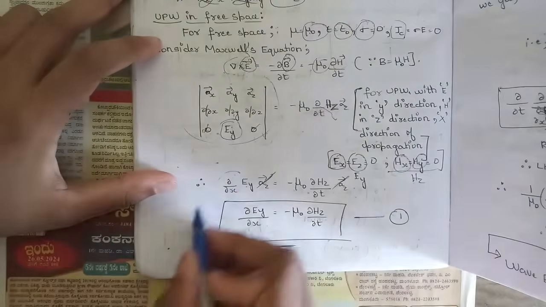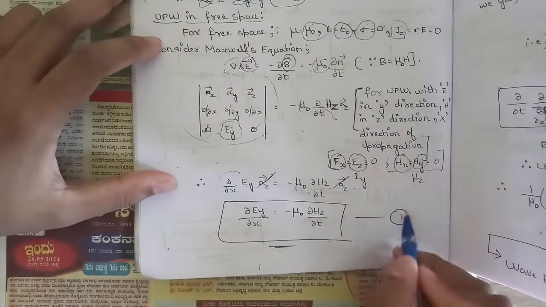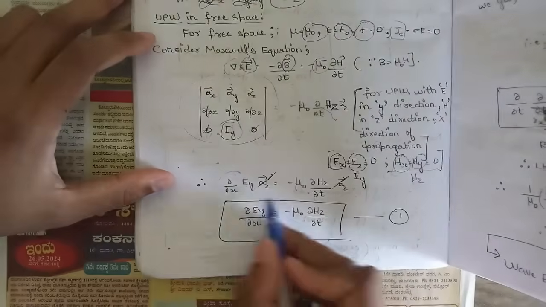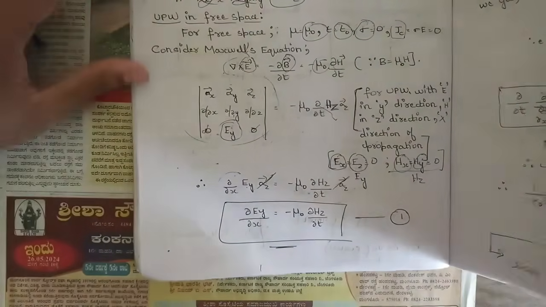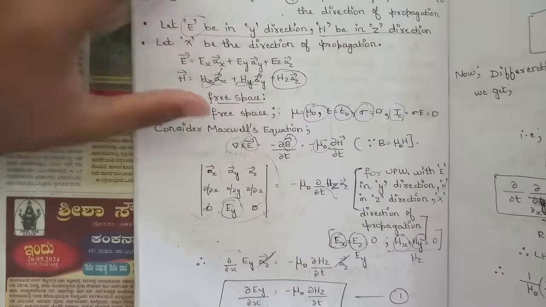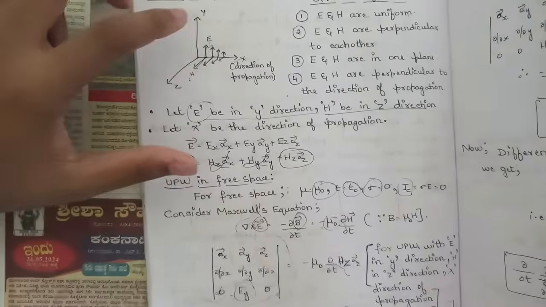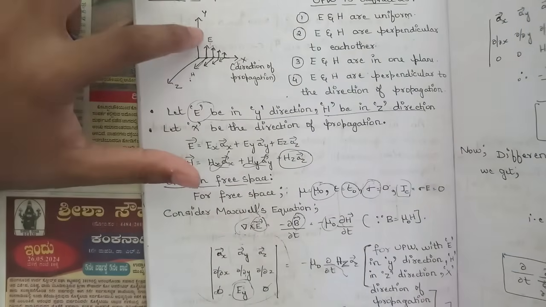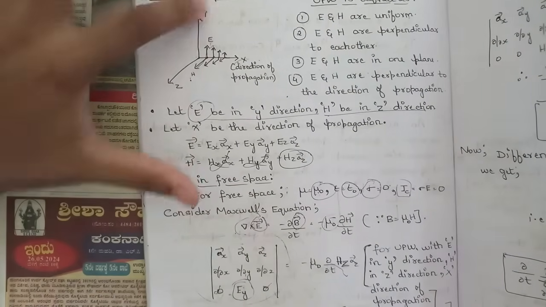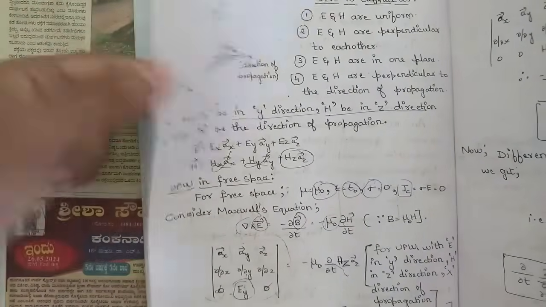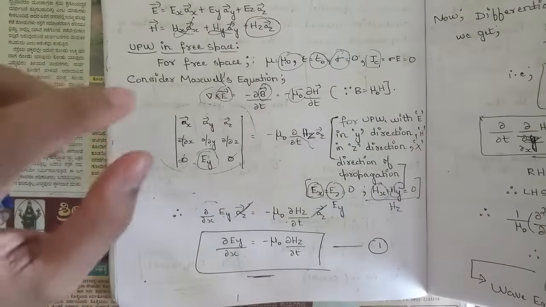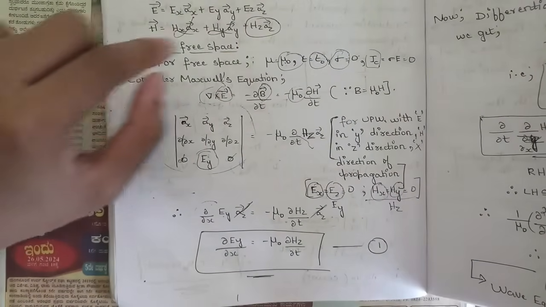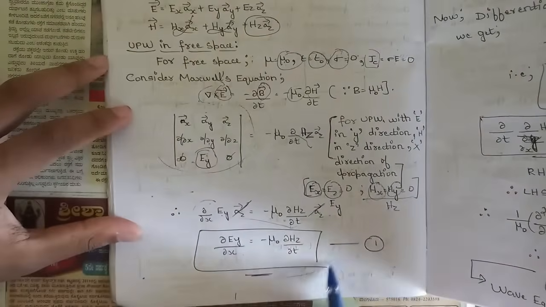Whatever equation you got, name it as equation 1. This is the plane wave equation which we have obtained when we take the electric field and magnetic field perpendicular to the direction of propagation. In this case the electric field is in y direction and magnetic field is in z direction, so this is the equation we obtain using Maxwell's equation for uniform plane wave in free space.